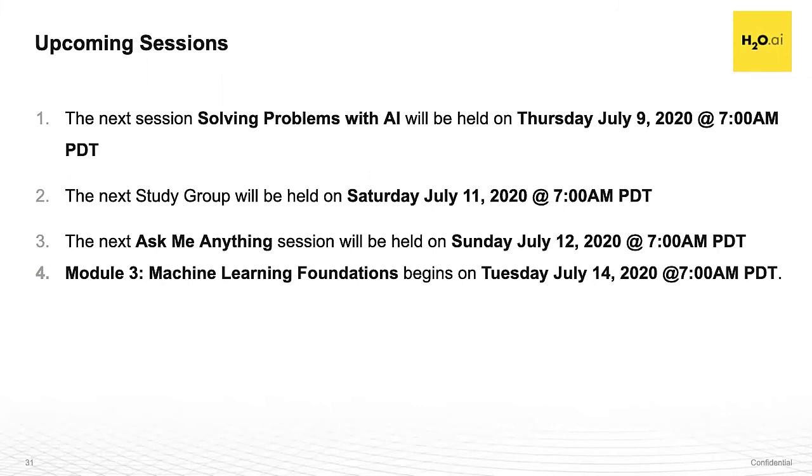All right. So the next session on Thursday is going to be titled Solving Problems with AI. And we'll actually be talking about some of the higher level branches of AI. So how do we categorize problems in a larger area? And then the next study group will be held on Saturday. And then the Ask Me Anything will be on Sunday. And then we'll start module 3, which is machine learning foundations, next Tuesday.